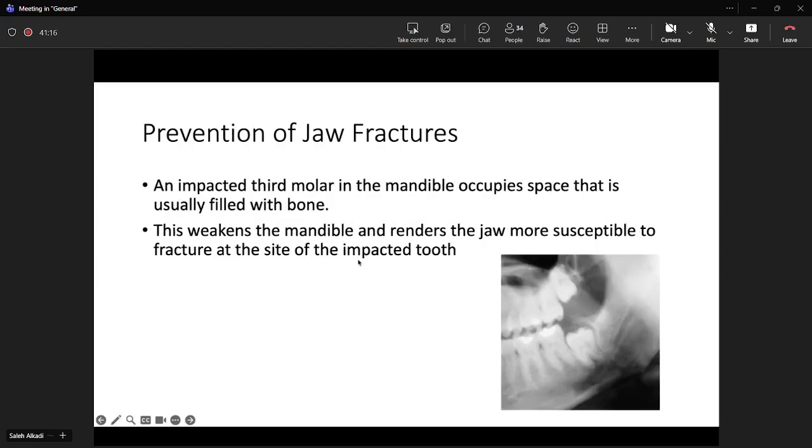Okay. Another indication for removal of wisdom teeth in certain people is to prevent jaw fracture.